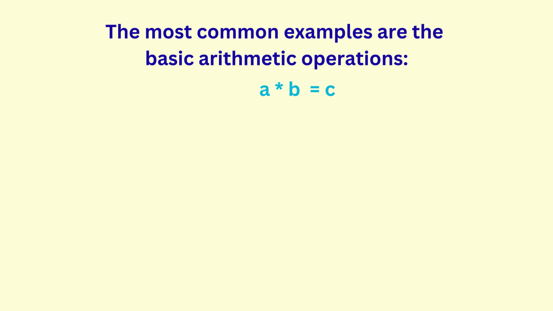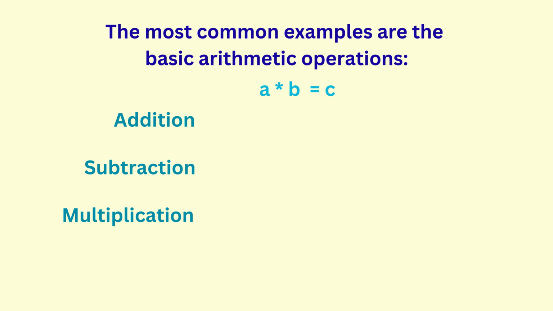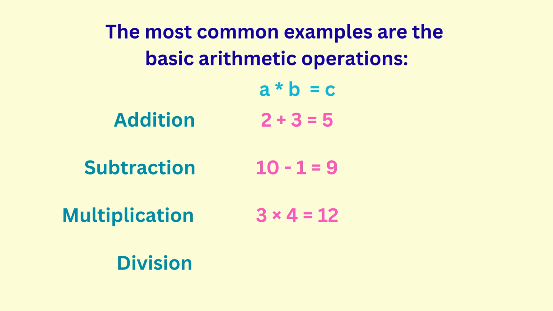The most common examples are the arithmetic operations such as addition, subtraction, multiplication, and division. For example, in addition, we replace star with plus, so 2 and 3 combine to produce 5. In subtraction, 10 and 1 combine to give 9. In multiplication, 3 and 4 combine to produce 12, and in division, 6 and 2 combine to produce 3.